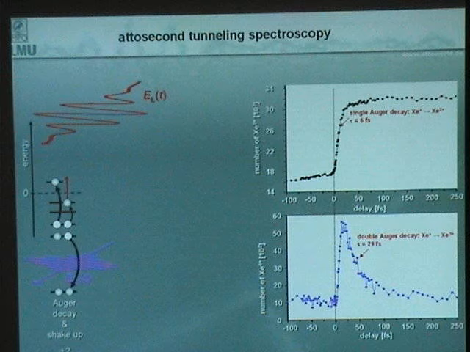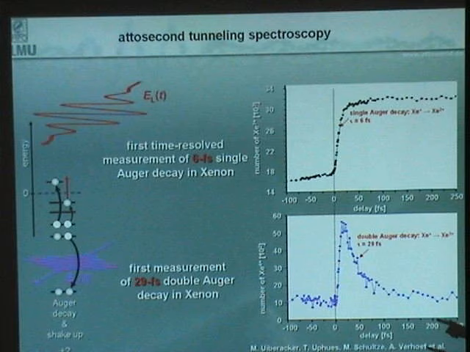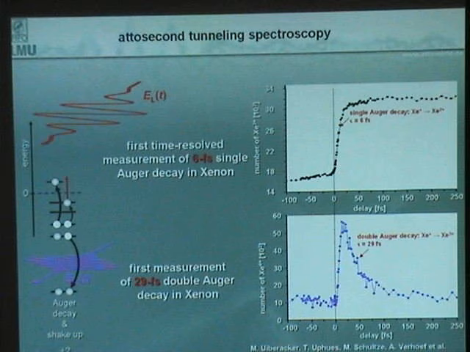And here we see beautifully the decay of the signal, which is nothing else but the lifetime of the double Auger process, which amounts to 29 femtoseconds. And this is the very first measurement of this double Auger lifetime. Actually, it's quite paradoxical that attosecond spectroscopy has, for the first time, measured something that frequency domain spectroscopy could not reveal at long times. Why is that?